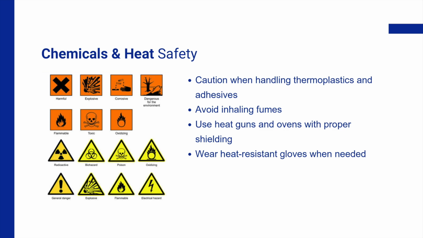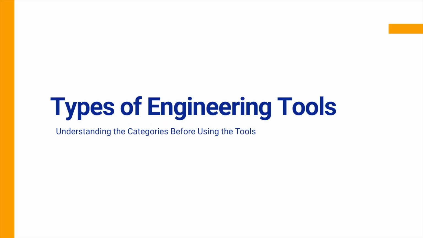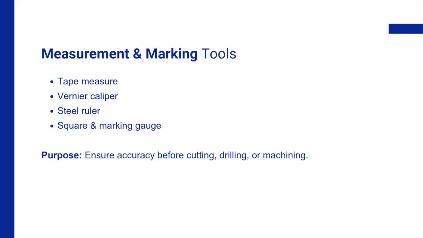Now we will move on to the next section, which focuses on the types of engineering tools commonly used in the workshop. Engineering tools can be grouped into several categories based on their function, such as measuring, cutting, shaping, assembling, and also machining. Understanding these categories will help engineers select the correct tool for each task and work more efficiently.